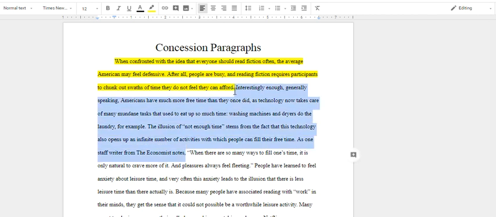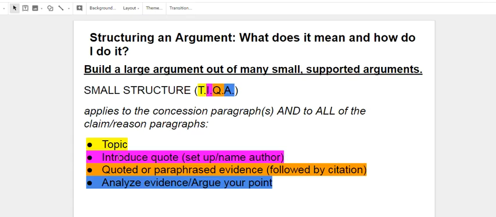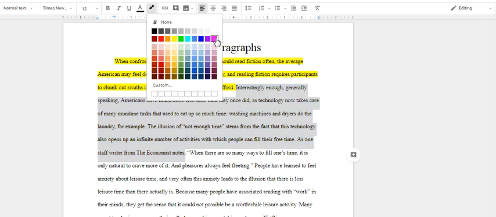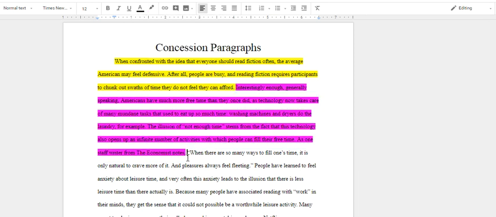So all of this here is working to set up and introduce my quoted evidence. So if we look at our coloring scheme, this part should be pink. So I want you to get your pink highlighter and highlight this part pink, all the way up to the quote.